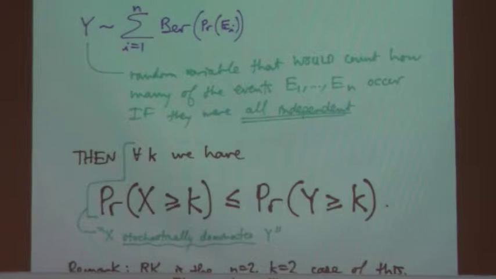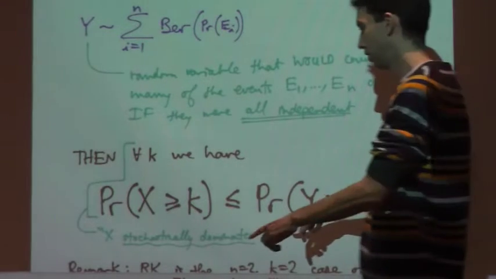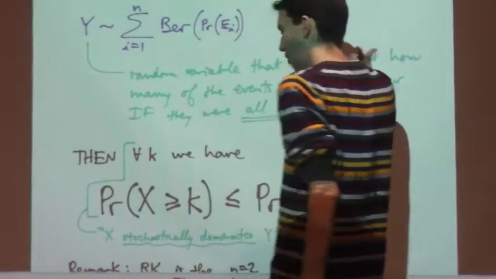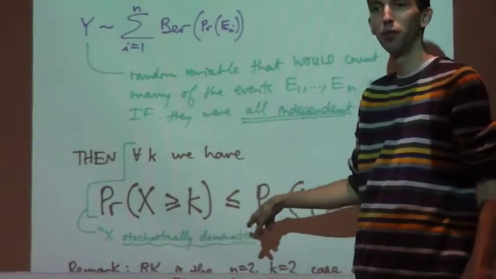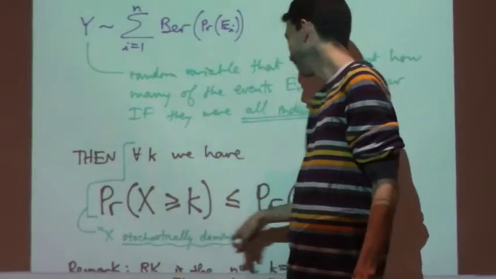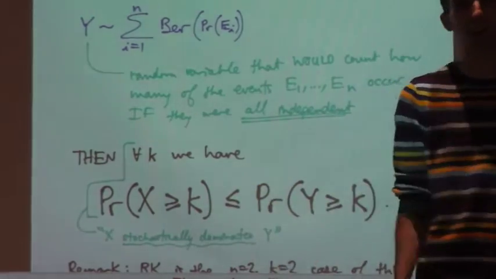So wouldn't it be Y dominates X? Yes, it would. Okay. So maybe something subconsciously was why I paused there. Yeah. So X is stochastically dominated by Y, yes, right. So I'll fix that.